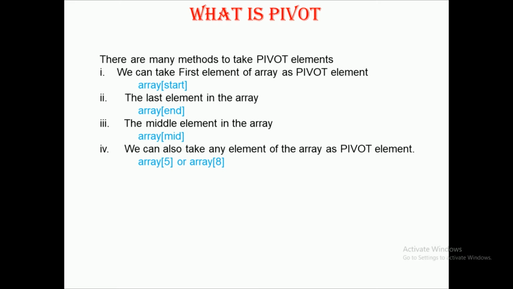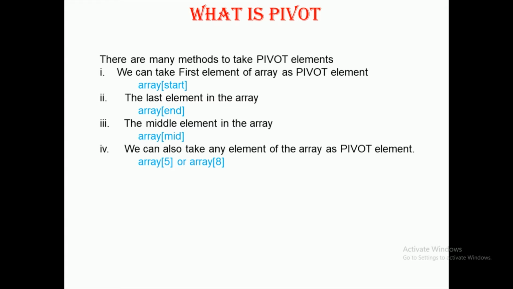What is the pivot? As I said, pivot is one key element of an array, and you can make the assumption of that element. Maybe the beginning element as the pivot element, maybe the end element as the pivot element, or maybe the middle element as the pivot element, or maybe you can choose any random element as the pivot element.